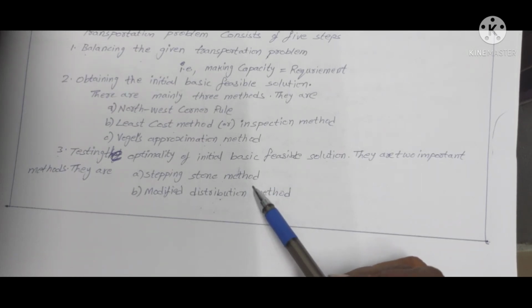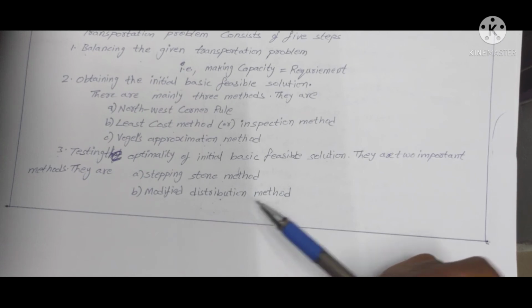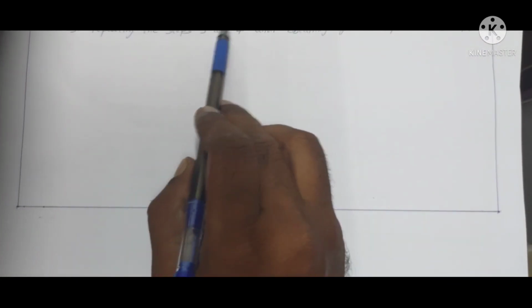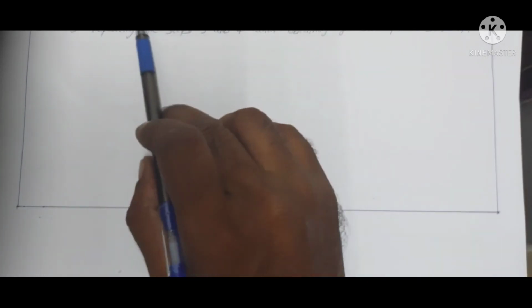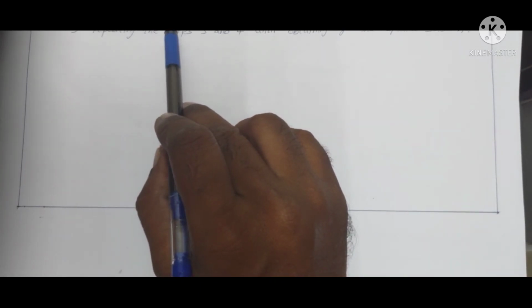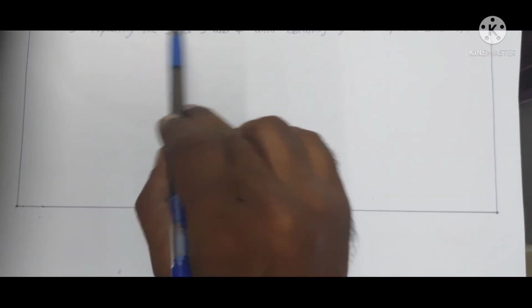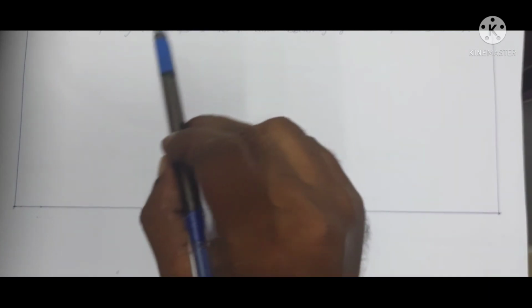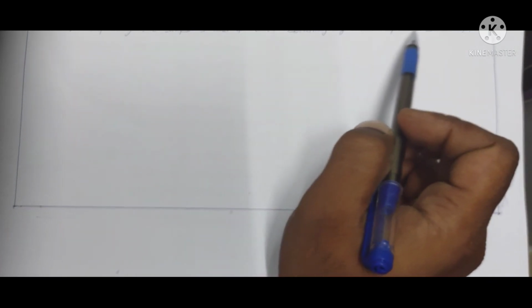After completing this method, we have to check whether it is the optimal solution or not. If it is the optimal solution, that is the end of the problem. If the solution is not optimal, revise the basic feasible solution. That means we have to go for step 3. So what is the next step? Repeat steps 3 and 4 until obtaining the optimal solution.